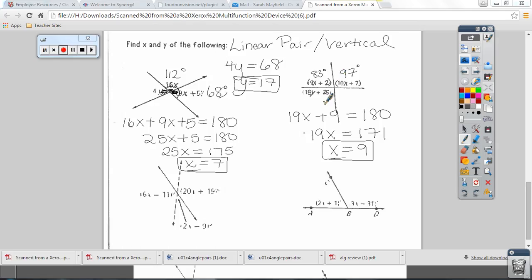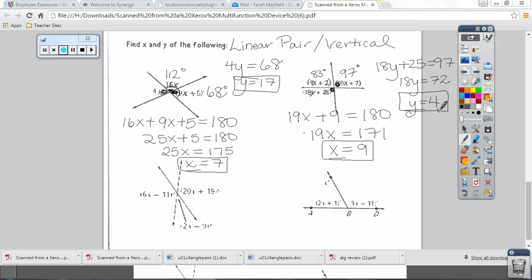You can set this up a couple different ways. You can either do these two and tell me that this makes a linear pair, so that means they add up to equal 180. Or you can tell me this angle and this angle are vertical angles. What do I know about vertical angles? They are congruent. So how do I set up an equation? I make them equal to each other. So I have 18y plus 25 equals 97. So I have 18y equals 72. So y equals 4.